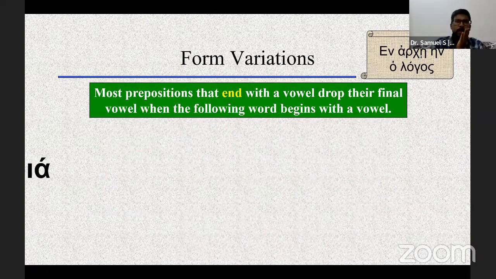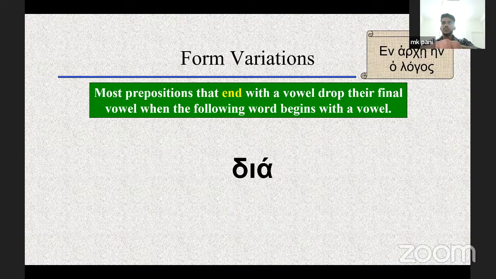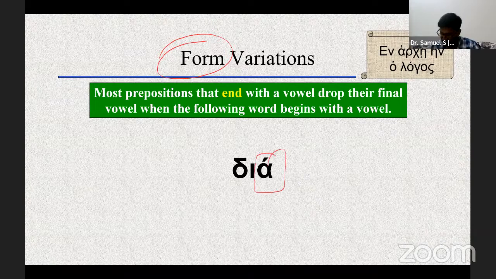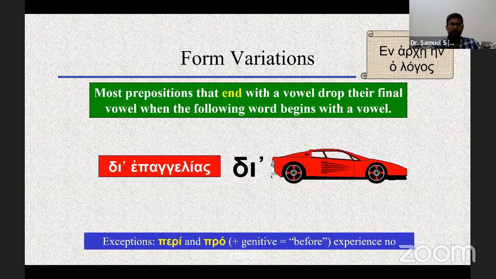Example, you have the preposition dia, and dia means "through" or "because of." Either through or because of, depending on whether it's the genitive or the accusative. Dia plus genitive is "through." Dia plus accusative is "because of." But for this form variation, let's note the fact that it ends with a vowel. Dia ends with a vowel. Now, dia... is this. What is that?